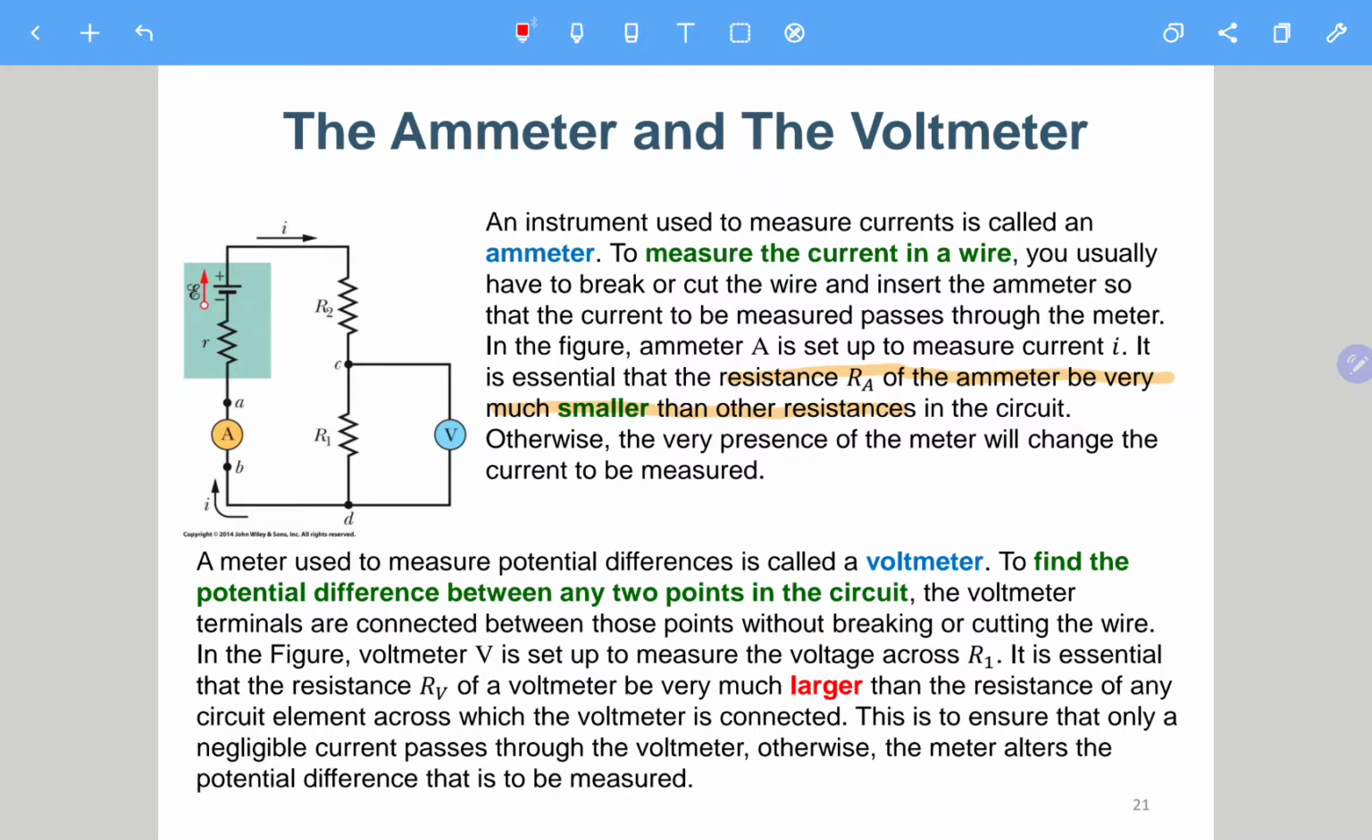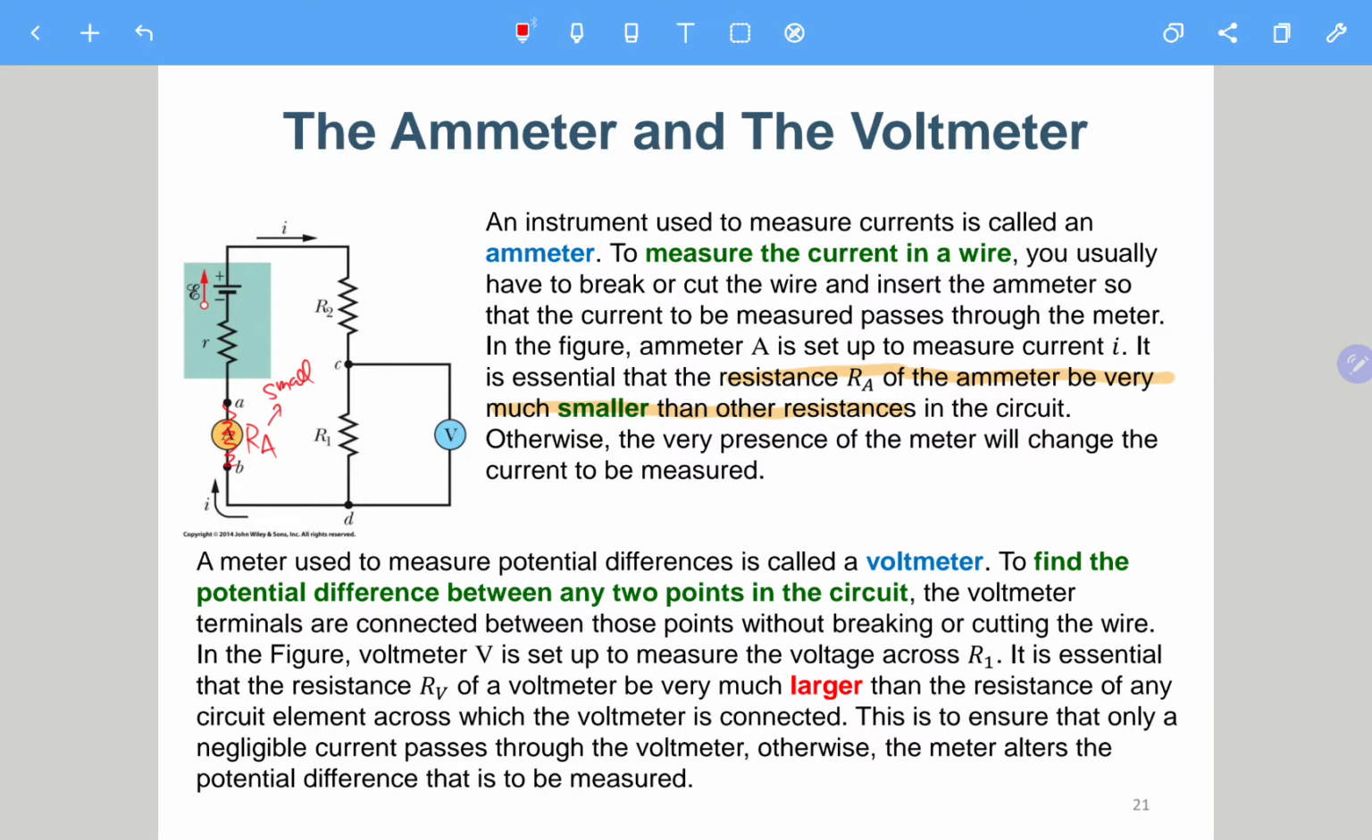circuit, because it is like you connect a resistance here. So this is RA, and if it is large, then it will change the characteristic of the circuit, which is not good. So you should make this RA small enough so that though you put it in series with the current you want to measure, it doesn't really change the characteristic. If this RA is large, then this I will change, and all the other voltages will change also.